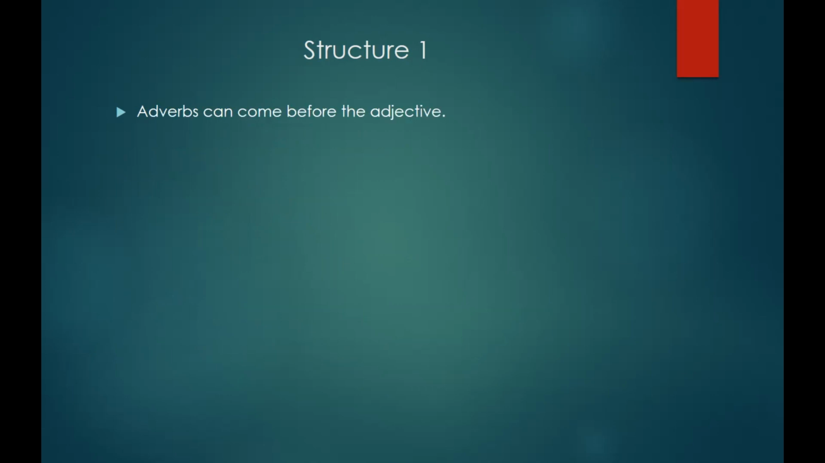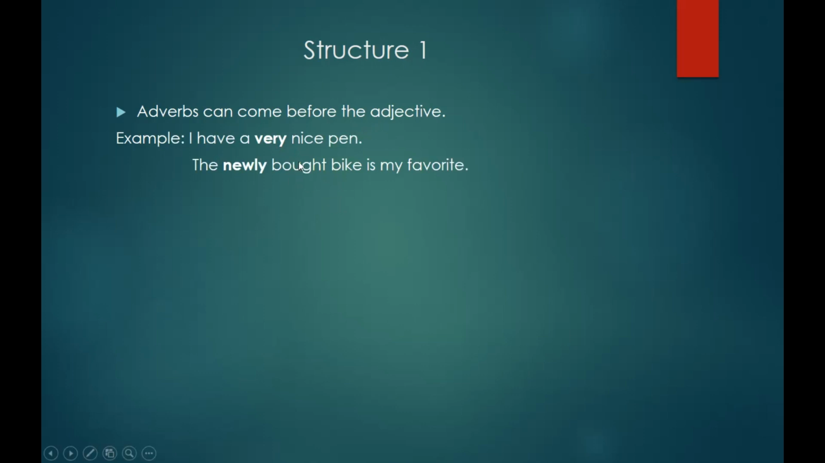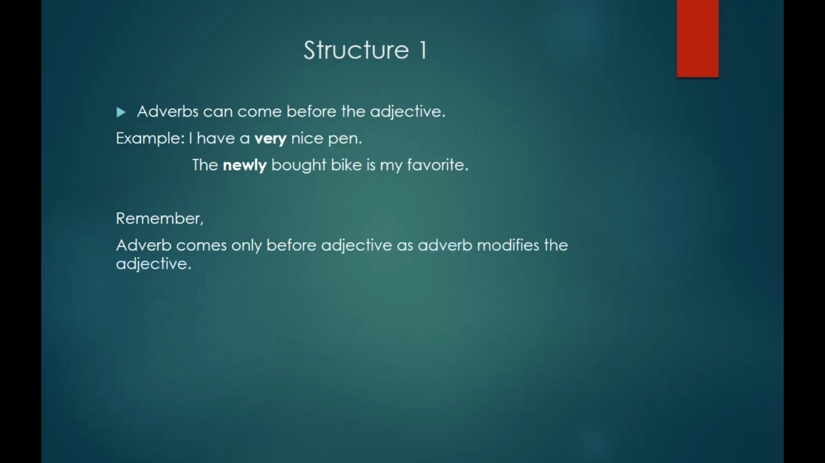Okay. You can have adverbs before the adjectives. Example, I have a very nice pen. So here very is an adverb and it modifies the adjective nice. But you cannot have adverb just before the noun. The newly bought bike is my favorite. So bought is a participle adjective, and you can have an adverb newly before the adjective. Remember, adverb comes only before adjective, as adverb modifies the adjective. Adjectives modify noun and they come before noun. So the structure would be determiner plus adverb plus adjective plus noun.